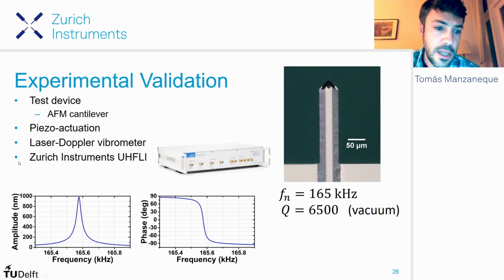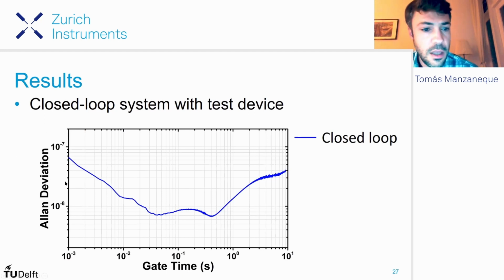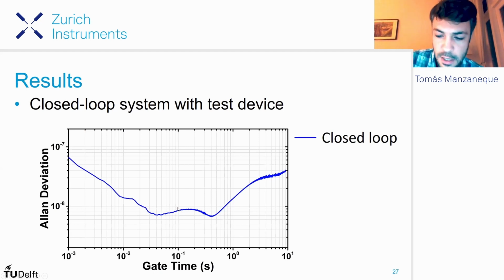And then we used a Zurich Instruments digital lock-in, first as a lock-in, but also as a phase lock loop. By doing this, we first measured the Allan deviation in closed loop versus gate time. What is worth mentioning is that this Allan deviation is coming not just from the thermomechanical noise of the device, but in general from other sources of noise present in the vibrometer, especially.